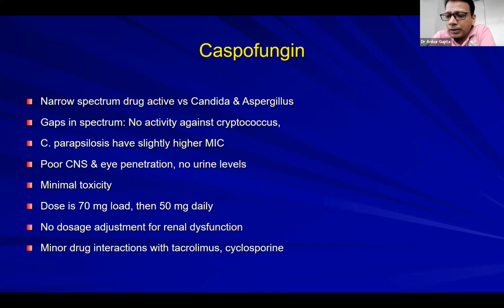Caspofungin, one of the first echinocandin, very broad spectrum, covers Candida aspergillus, covers all. Remember, echinocandins cover all Candida, all yeast except Cryptococcus. Okay, they don't have a good penetration in eye and CNS.